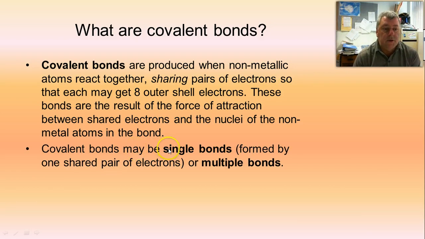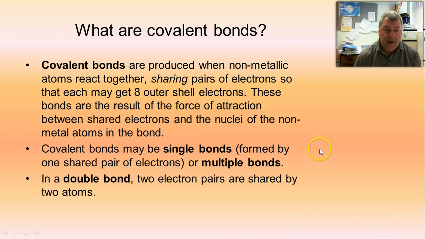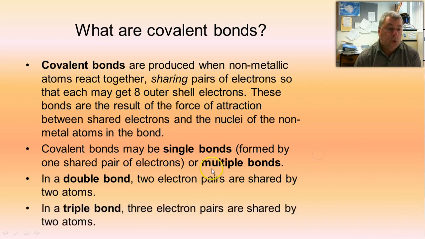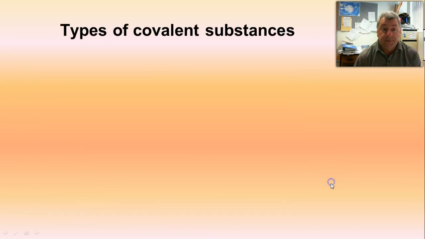Covalent bonds can be single bonds. Now, a single bond is not one electron, it's a pair of shared electrons. So effectively, one single bond is 2 shared electrons. We must understand that. So you can have single bonds, but you can also have multiple covalent bonds. And those multiple covalent bonds could be double bonds, where there's 2 electron pairs shared between 2 atoms, so effectively 4 electrons. Or triple bonds, where there's 3 electron pairs shared between 2 atoms.